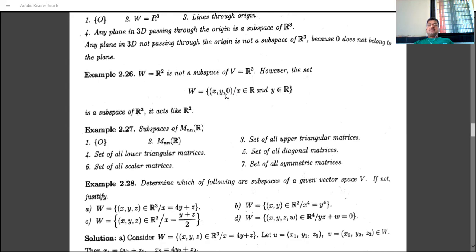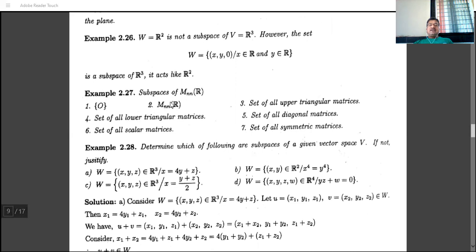Take 2 elements from W. Suppose u bar is x1, y1, 0 and v bar is x2, y2, 0, elements of W. Then u bar plus v bar is the 3-tuple x1 plus x2, y1 plus y2, 0, and is again an element of W. And if you take any scalar k and any element u bar as x, y, 0, then k times u bar is kx, ky, 0, again an element of W. So we can show the 2 conditions, and that's why this W is a subspace of R3.